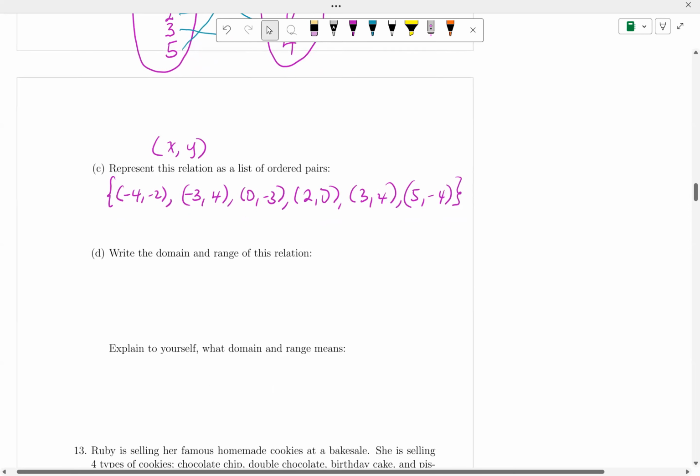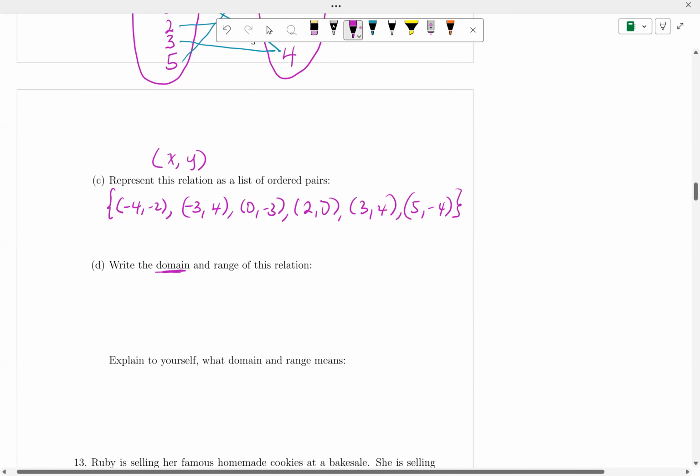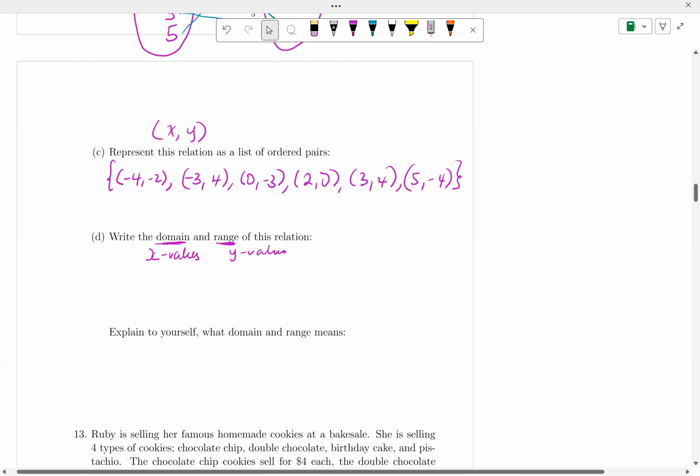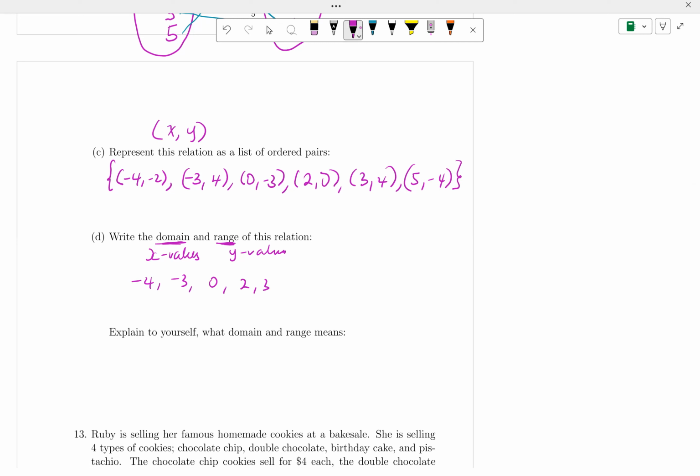Moving right along. Domain deals with the x values and the range deals with the y values. For the domain, we just list all the x values: -4, -3, 0, 2, 3, 5. And yes, I'm going to use curly braces here, and label this domain. For range, you do the same thing: -2, 4, -3, 0, 4, -4, close the brace.